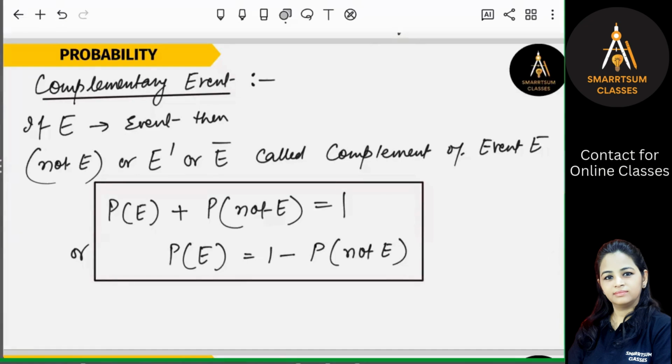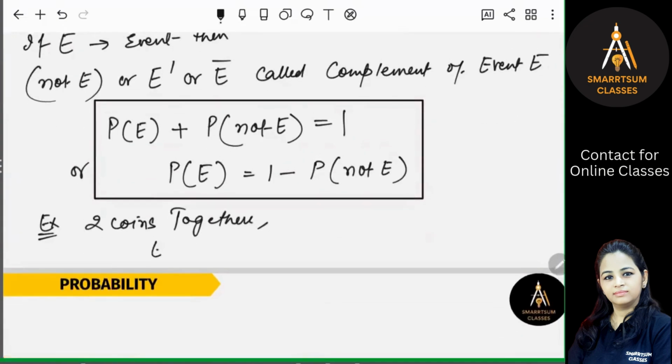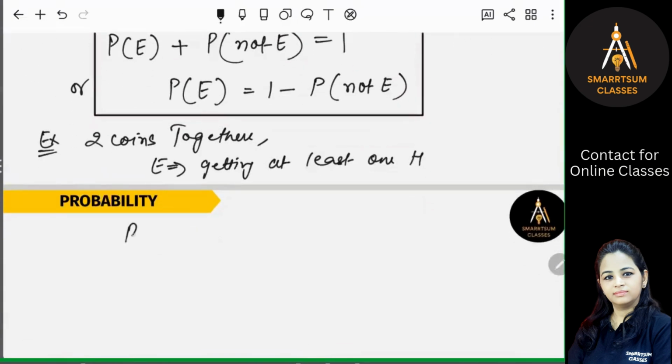Let's see an example to understand this. Suppose we are tossing two coins together, right? Now there is an event. The event is getting at least one head, right? So what will be the possible outcomes for this event? Possible outcomes will be HT, TH, and HH. There are three possible outcomes. Getting that? Okay, right? So what is the probability of event E?